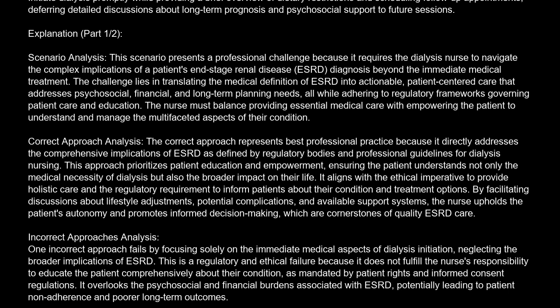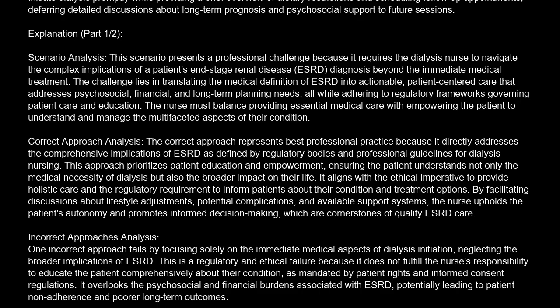The correct approach represents best professional practice because it directly addresses the comprehensive implications of ESRD as defined by regulatory bodies and professional guidelines for dialysis nursing. This approach prioritizes patient education and empowerment, ensuring the patient understands not only the medical necessity of dialysis, but also the broader impact on their life.